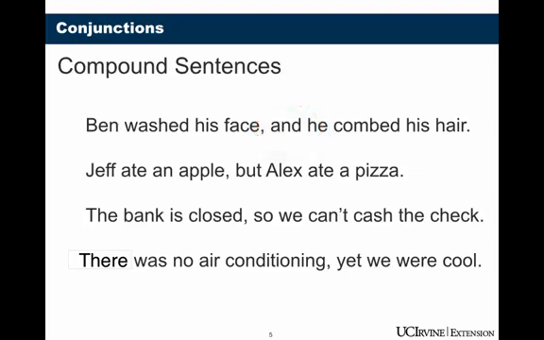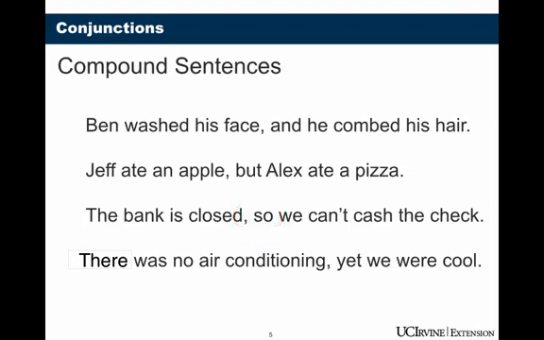Look at the next sentence. Again, we have 2 independent clauses. The first one, Jeff ate an apple. The other simple sentence is Alex ate a pizza. We're joining them with the conjunction but, so we must put a comma in front of but. The next one, the bank is closed, is our first simple sentence. We can't cash the check is our other simple sentence. And here we're joining them with the conjunction so. Again, we put a comma before that conjunction.